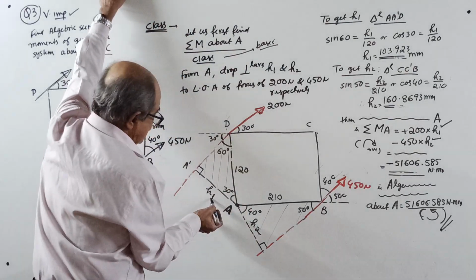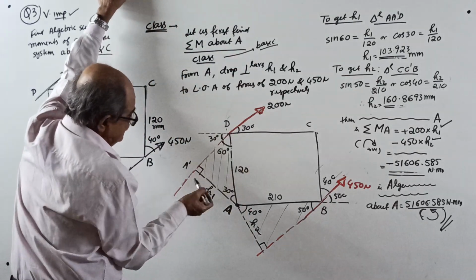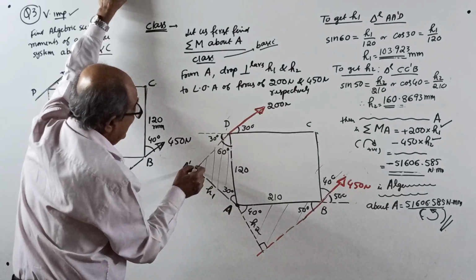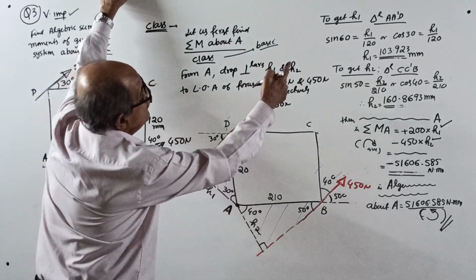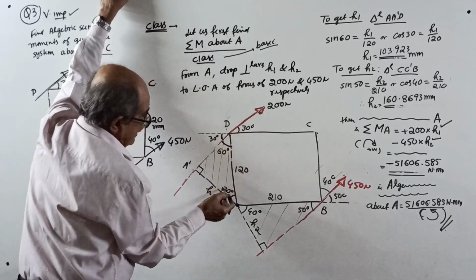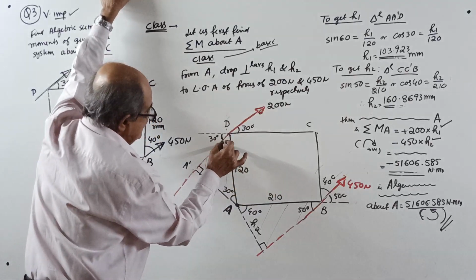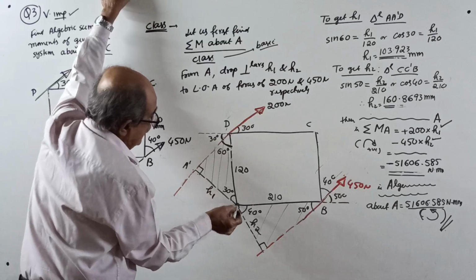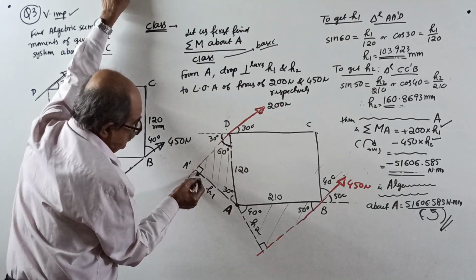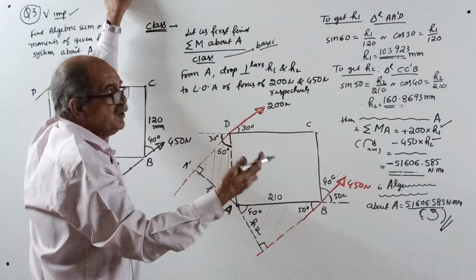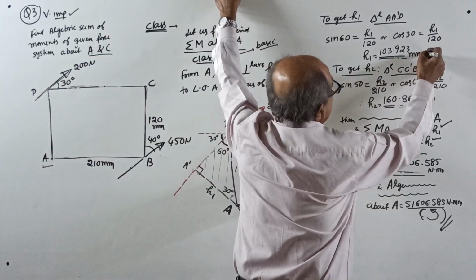Now to get H1, very easy. Consider triangle A dash D, all right angle triangles. Sin 60 equals H1 by 120, or you can write cos 30 equals H1 by 120. You can use whichever you want. You get the value of H1.